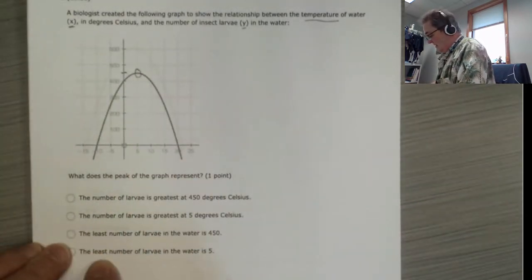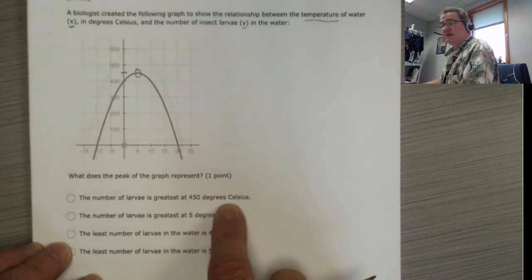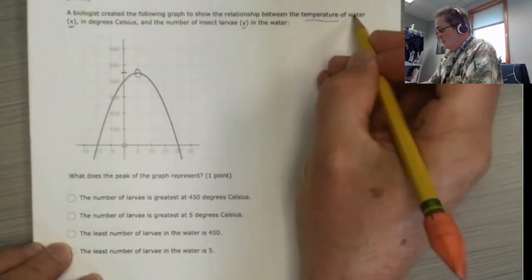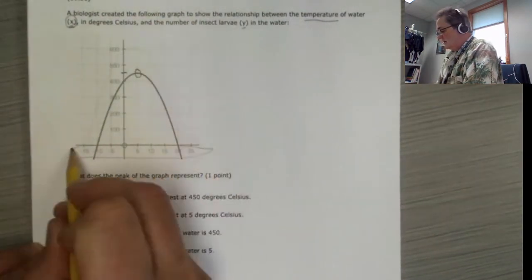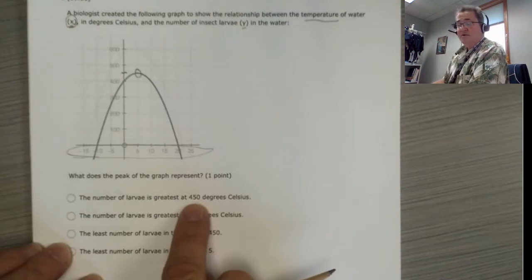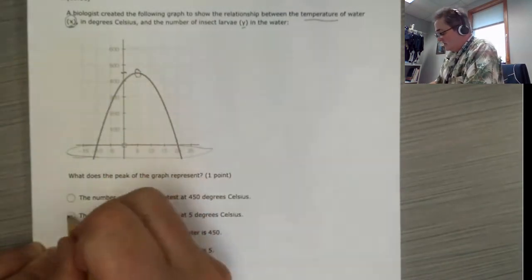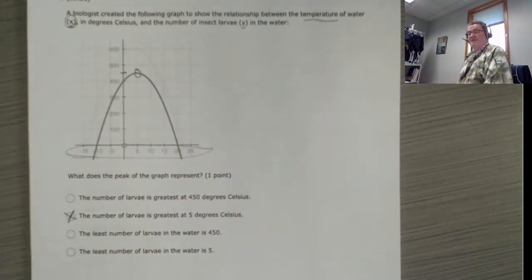Not the least number of larvae. The number of larvae is greatest at 5 degrees Celsius, or the number of larvae is greatest at 450 degrees Celsius. Which temperature? It said the temperature was X. So the temperatures are down here. It's certainly not 450 degrees. It's 5 degrees Celsius. That's when there's the most larvae in the water. The number of larvae is greatest at 5 degrees.